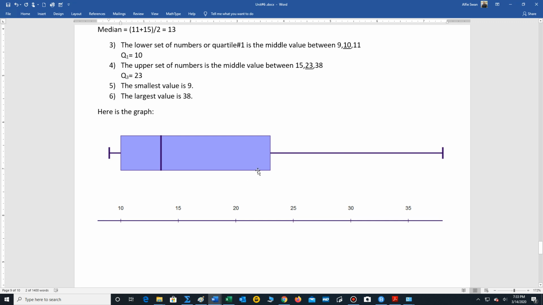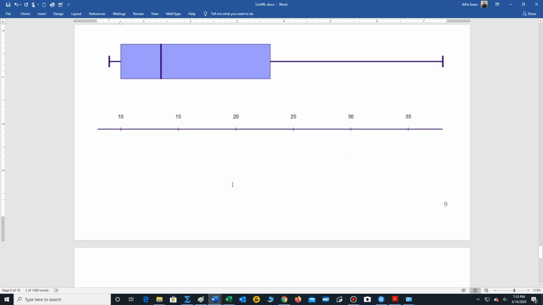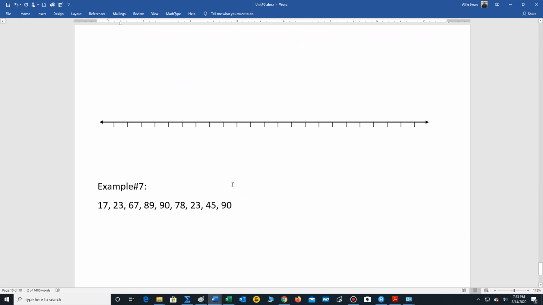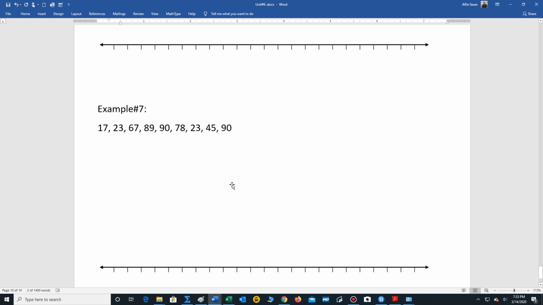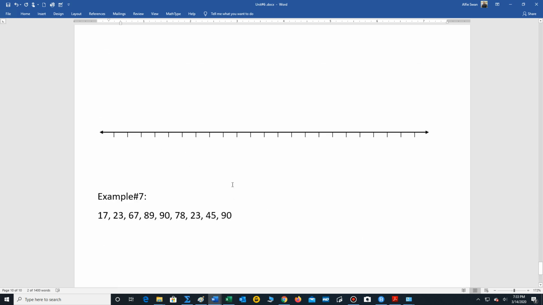You need Q sub 1, Q sub 2, Q sub 3, the lowest and the highest values. And so we have 2 examples for you to try. And once you complete these examples, you'll be done with this packet. Hold on to the packet, and I will collect the packet once we resume classes.